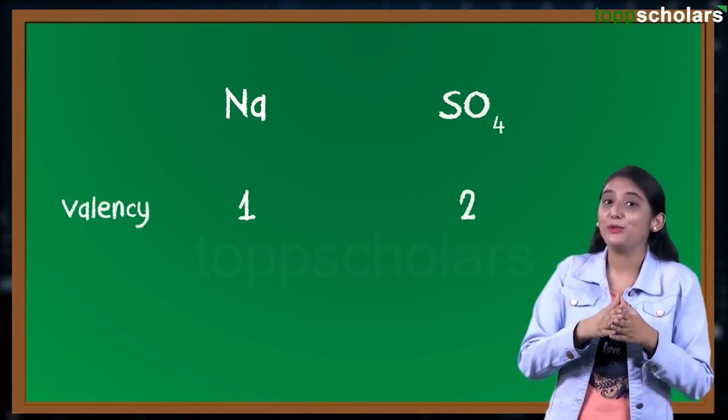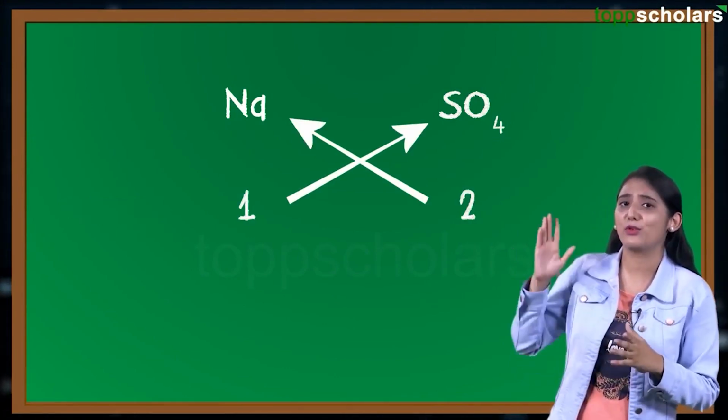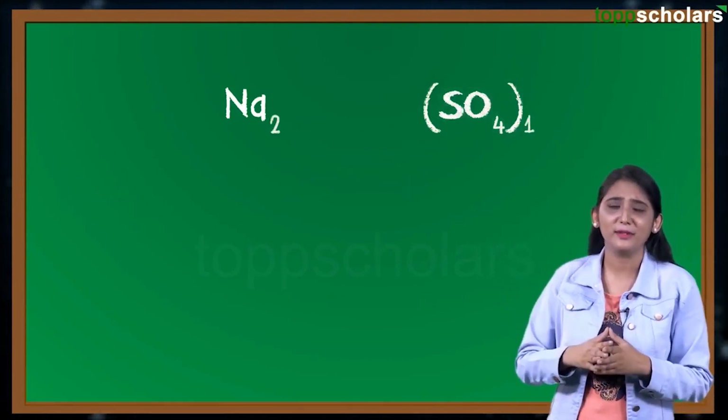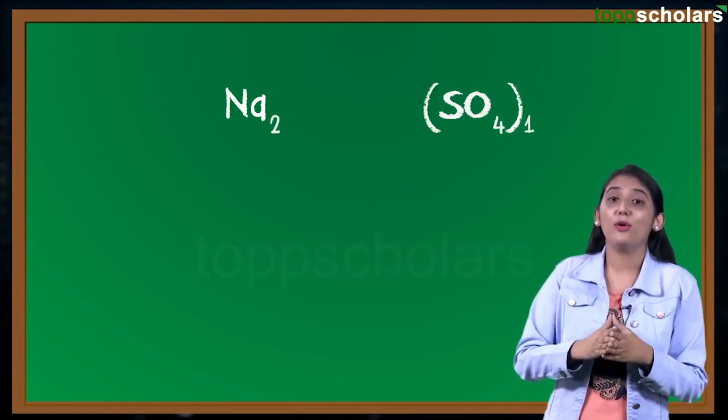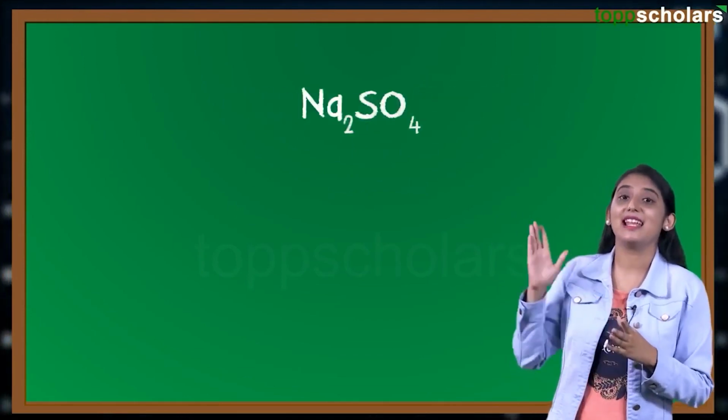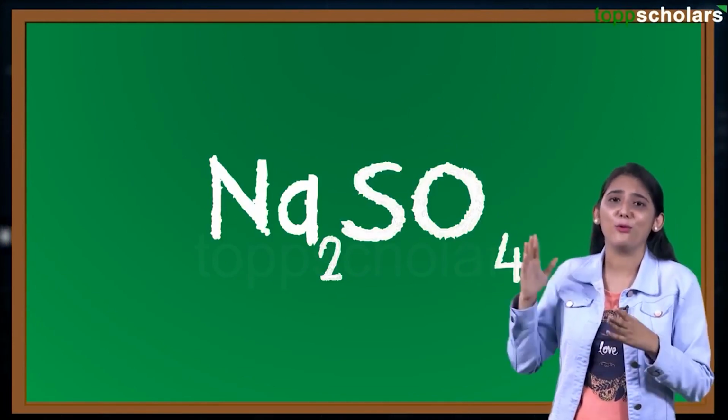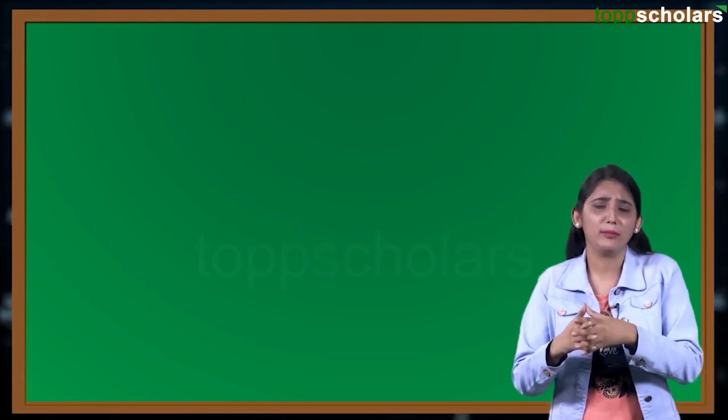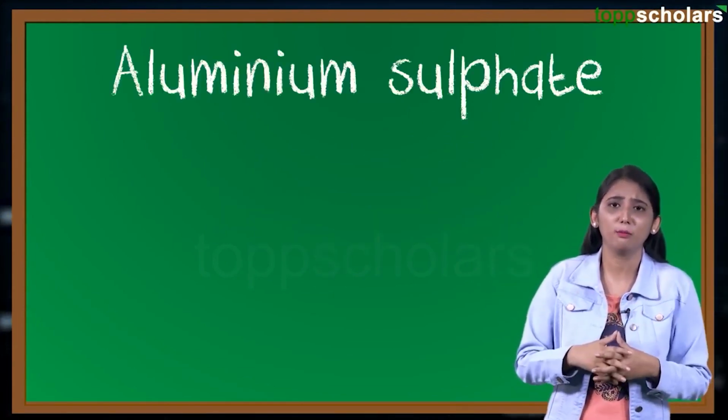Now, the next step is to cross multiply. So cross multiply the valency like this. So the chemical formula of sodium sulfate is Na2SO4.